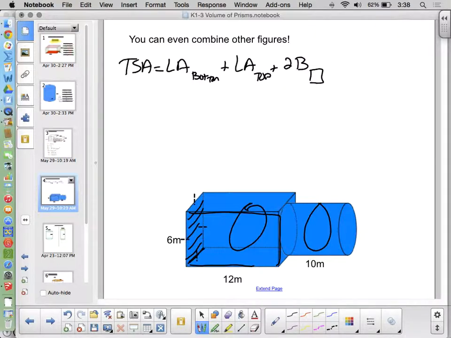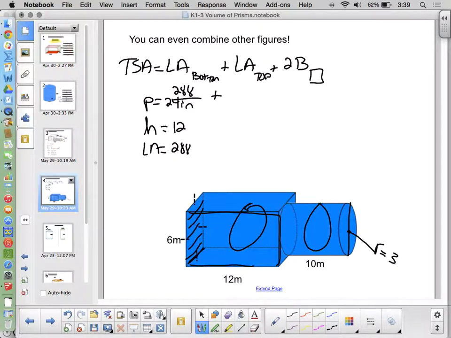Lateral area of the bottom is going to be perimeter of the base. The base is a square, so 6 plus 6 plus 6 plus 6 is 24. Perimeter of the base is 24 inches. The height is 12. So the lateral area is 24 times 12, or 288. Lateral area of the top, if my diameter is 6, my radius is 3.